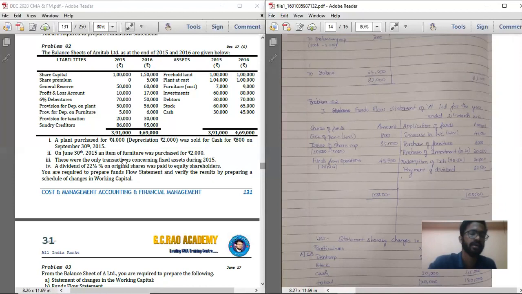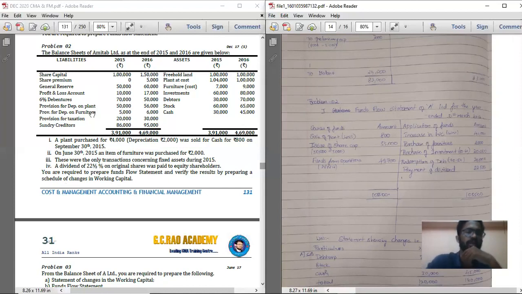Why did you take 1 lakh? Because they have given, underline it, original shares. Original shares means shares outstanding at the beginning of the year. So payment of dividend, within bracket 1 lakh into 22.5%. In the amount column record 22,500. So that is the payment of dividend. So with that we have done all the adjustments.